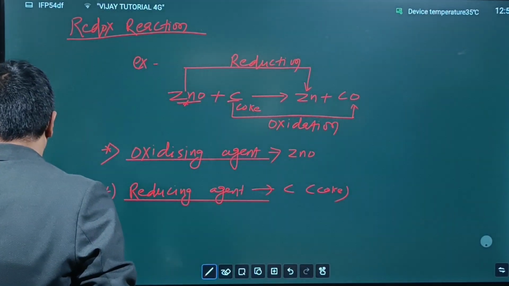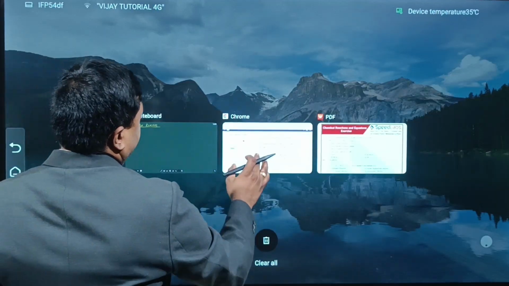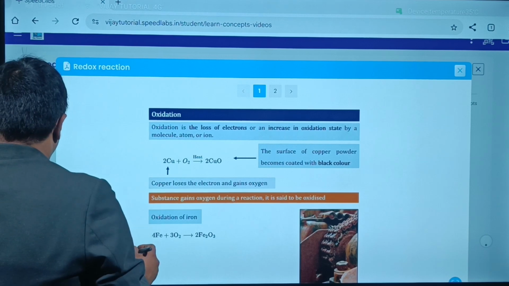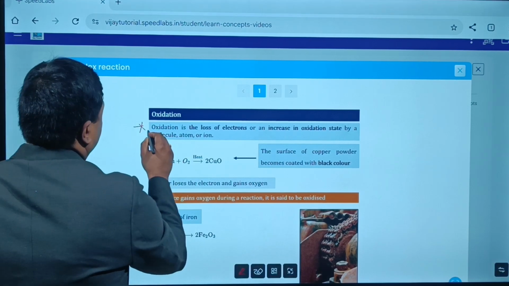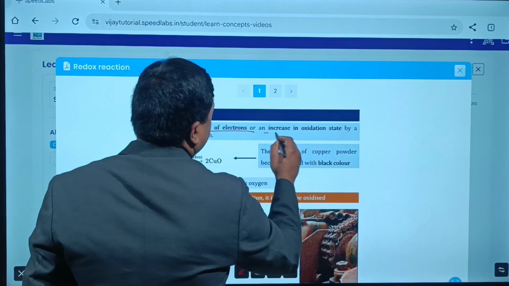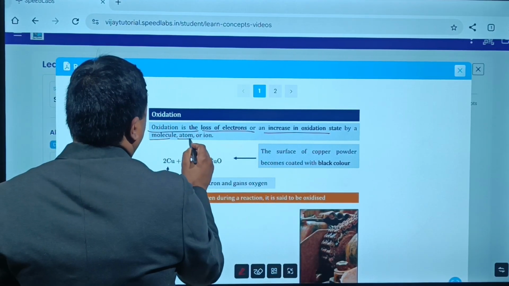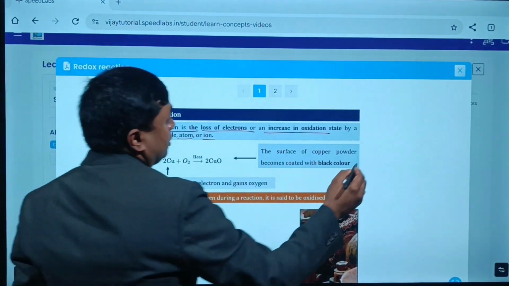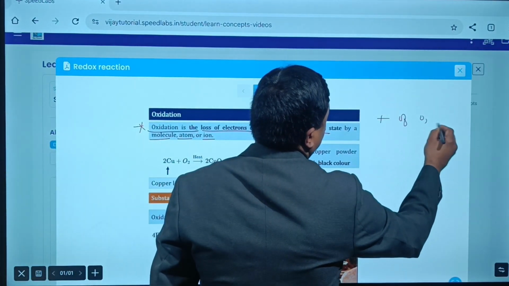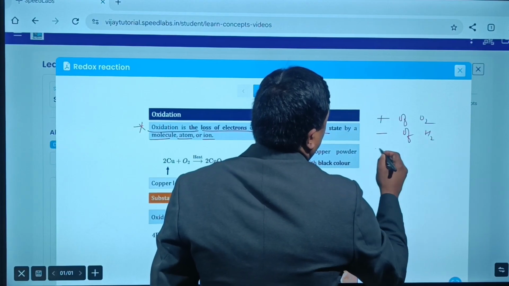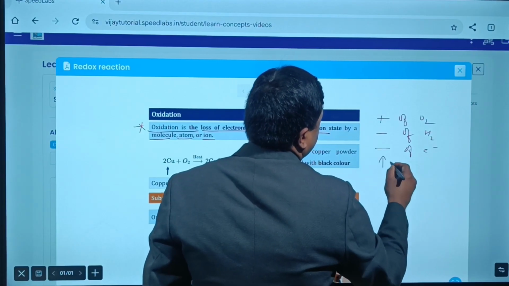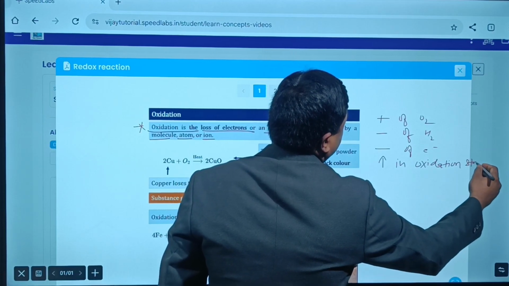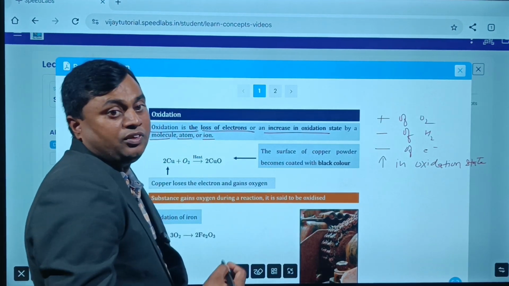So here let's see redox reaction concepts. You can note down the definition also. Oxidation is the loss of electron or increase in oxidation state by a molecule or atom or ion. Or we can say oxidation is addition of oxygen, removal of hydrogen, loss of electron, or increase in oxidation state. Generally, oxidation state in the oxidation reaction will increase.